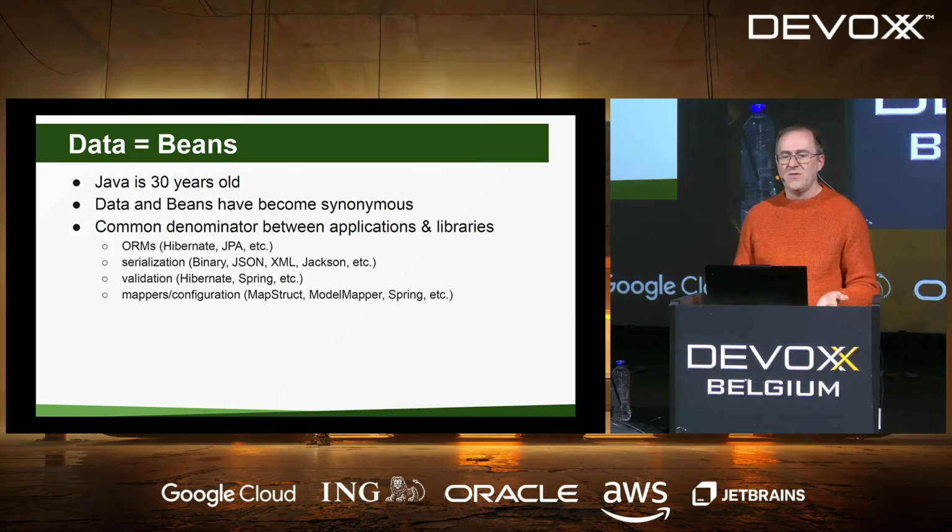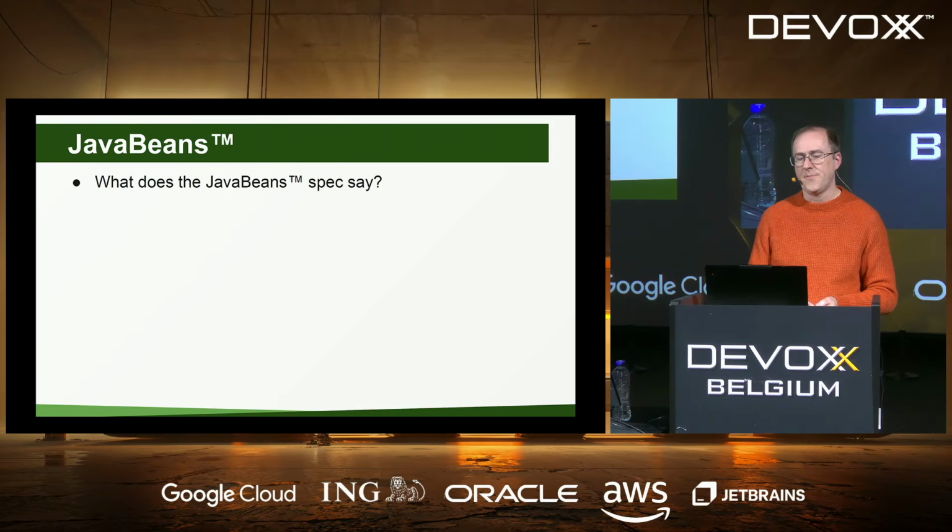So as a reminder, Java's 30 years old. You probably can't have missed that if you're here at DevOps this year. And in that time, data and beans have become synonymous. So ultimately, if you're talking to an ORM or serialization, mappers, validation, all these various projects, they all rely on this concept of a bean. But we very rarely pause to think, what is a bean and how does it actually all hang together? So let's spend a little bit of time looking at that.